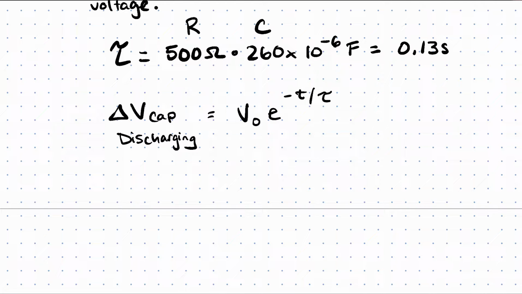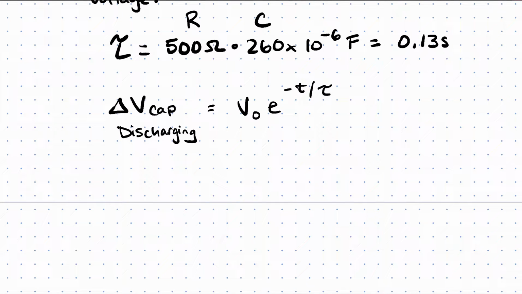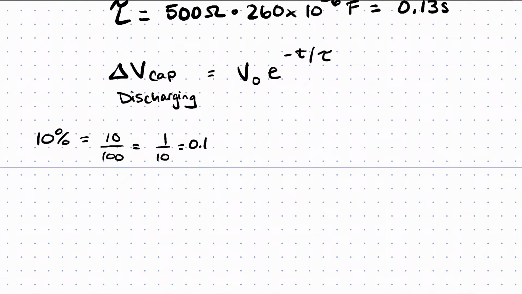Now, we also have this 10% of its original voltage. Well, what is 10%? I like to think of it as 10 over 100, which would be the same as 1 over 10. It's a tenth of our original voltage. That's also 0.1.